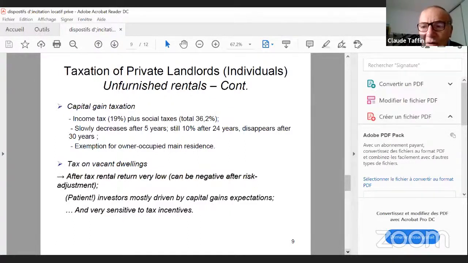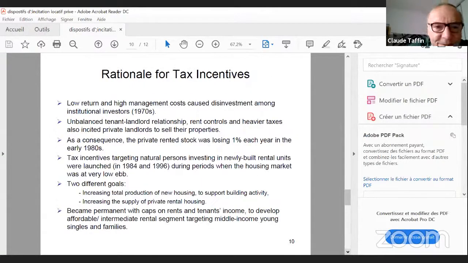Well, when you are in a country where taxes are so high, you can be very sensitive to tax incentives. This is why this instrument has been used by the authorities to try to support the production of new rental houses.